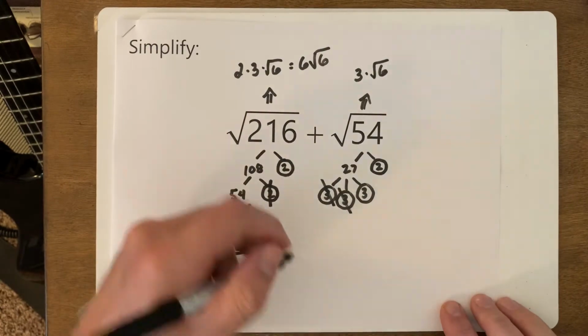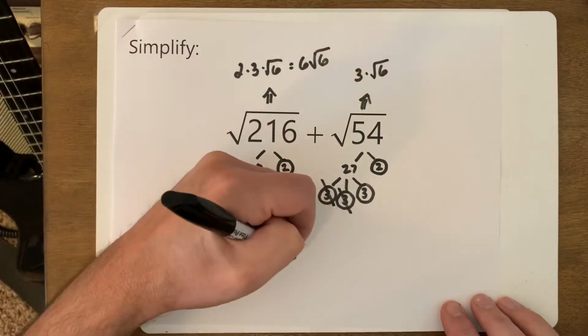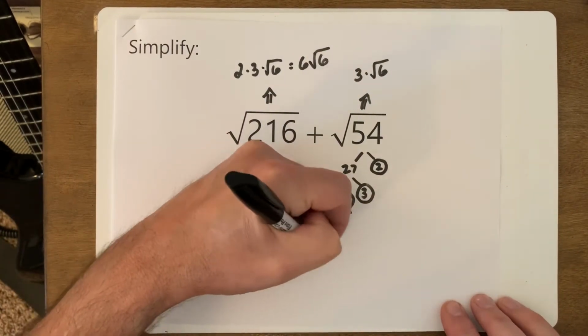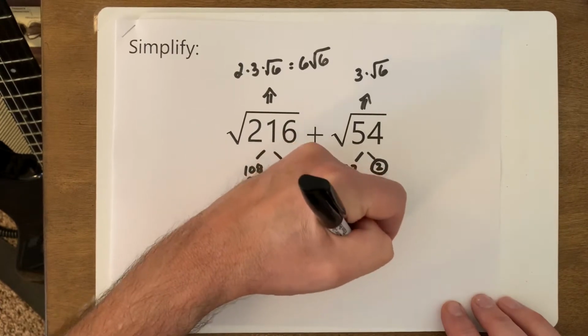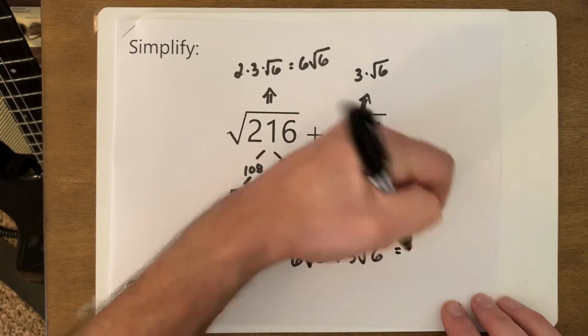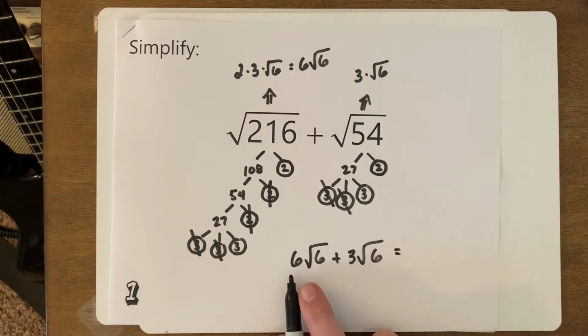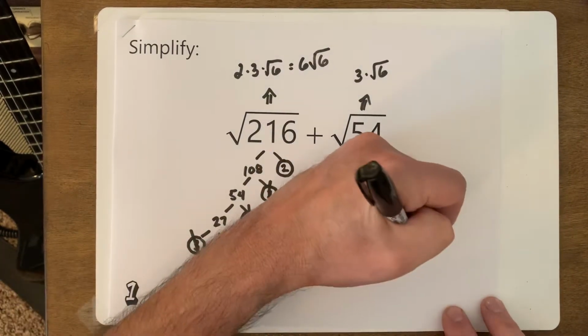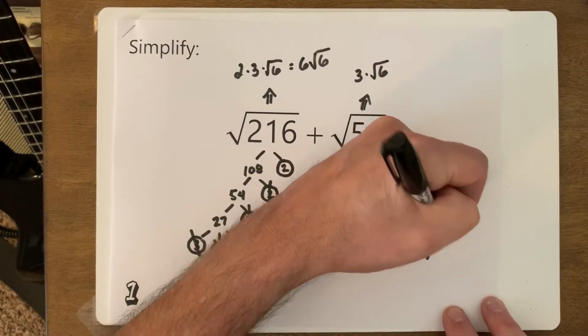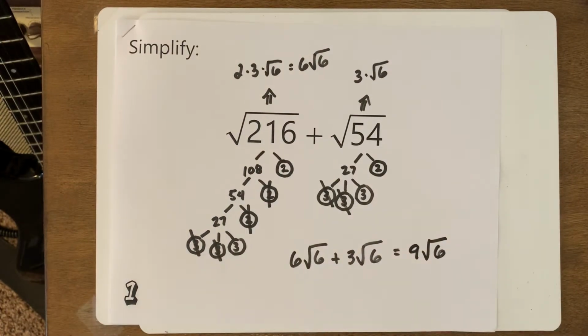So I'm going to do that down here now. So we have 6 root 6 plus 3 root 6. And when you add these two radicals together, these two square roots, the 6 and the 3 are like coefficients. And so we have 6 root 6s and another 3 root 6s, which are going to give me a total of 9 root 6s. And that's basically how it's done. And that's your final answer right there.